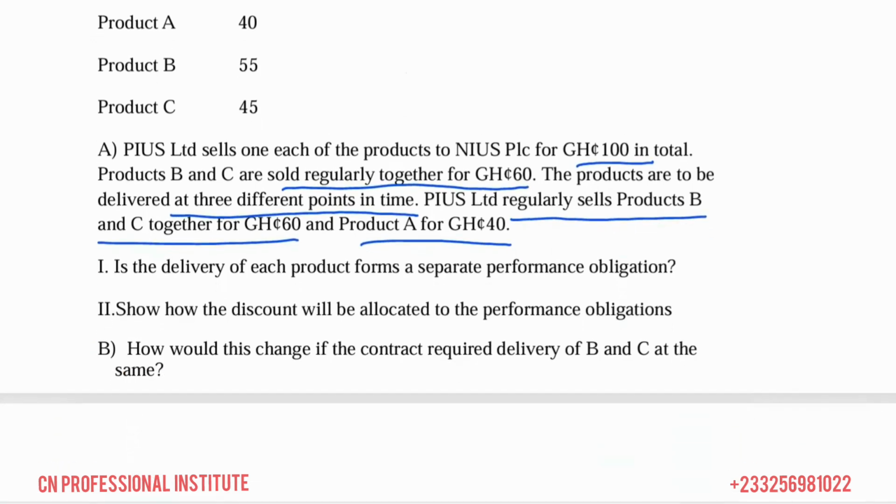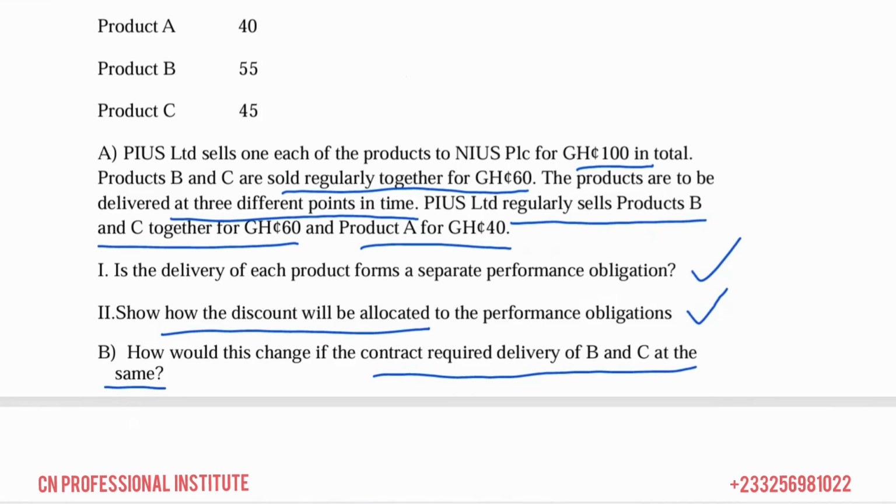First requirement is the delivery of each product. Does it form a separate performance obligation? So is the delivery of each product a separate performance obligation? Show how the discount will be allocated to the performance obligations. So it says here we should allocate the discount. And how would this change if the contract required delivery of B and C at the same time?